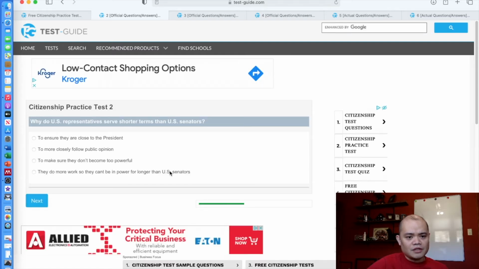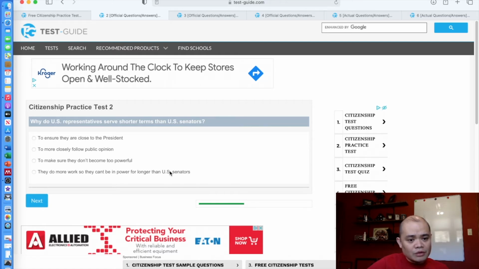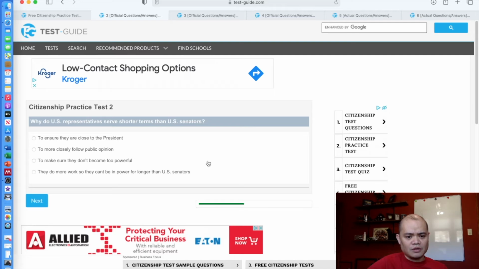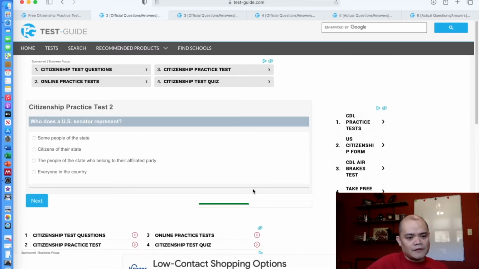Why do U.S. representatives serve shorter terms than U.S. senators? It has something to do with the changes or fluctuations in their district's population. So let's see, to ensure that they're close to the president, no. To more closely follow public opinion, to make sure they don't become too powerful. I think the closest will be to more closely follow public opinion because it ties in with the changes in their district's population, so it would be B. Let's see if that's correct. The others doesn't make sense.